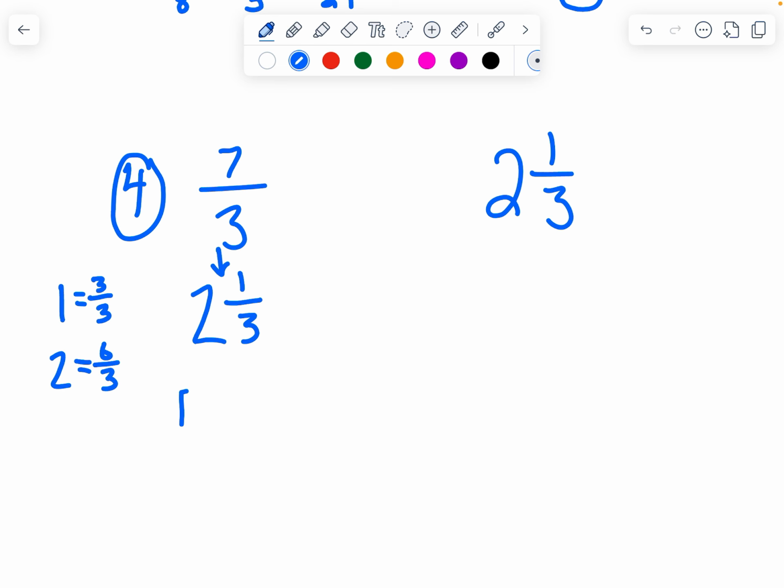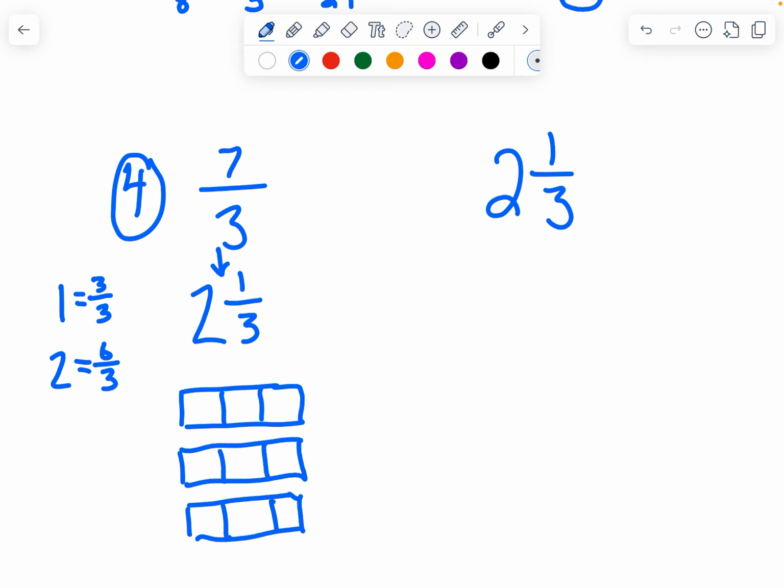And again, you don't have to draw this, but for those of you who like to see it, if I shade in 7 of these thirds, 1, 2, 3 thirds, 4, 5, 6 thirds, 7 thirds, see? It's 2 wholes and 1/3. 7/3 is 2 1/3. So the question is, what's bigger? Is 2 1/3 bigger, or is 2 1/3 bigger? Well, they're the same. This one must be equivalent.